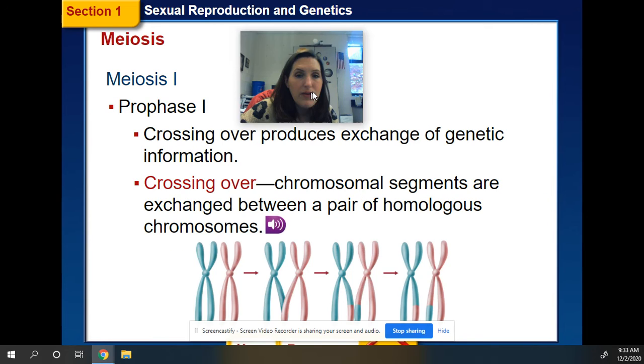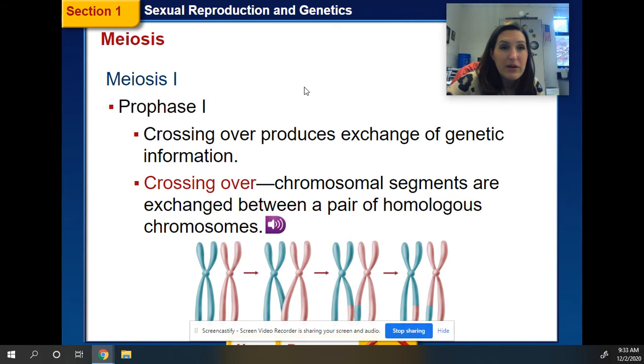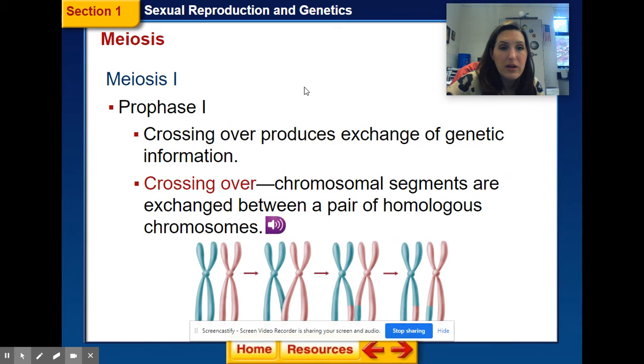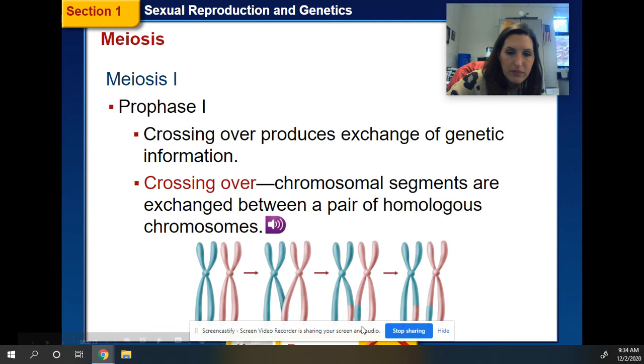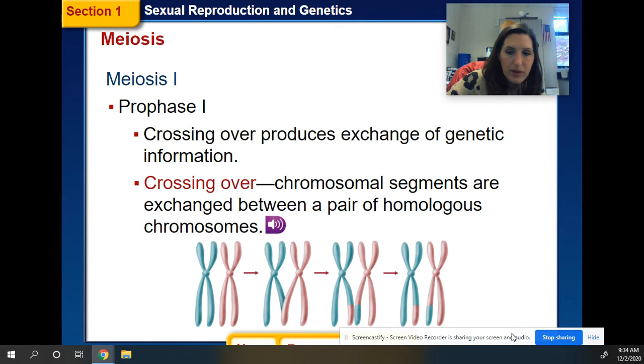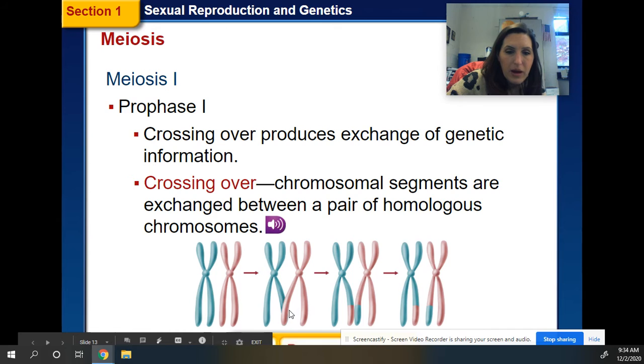Okay. Prophase 1 has something very special called crossing over. Crossing over is when they exchange a piece of DNA. So the chromosome switches. So down here, you probably can't see it because of that little sign right here. Maybe I can, there we go, I can move it. Okay, there we go. You see that these 2 homologous chromosomes switch a piece.